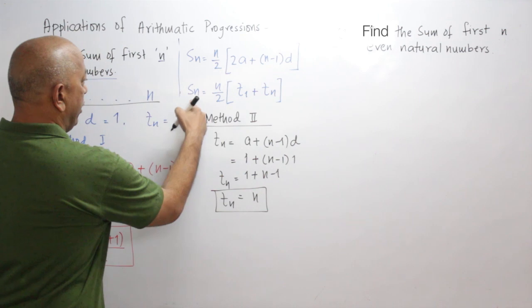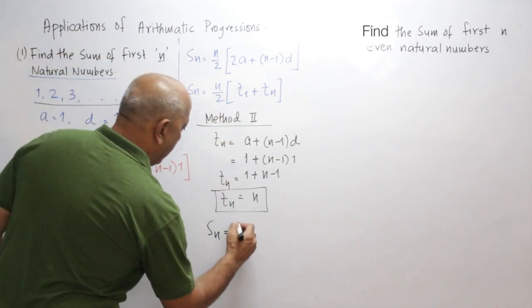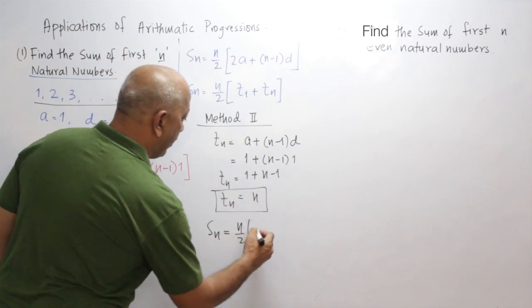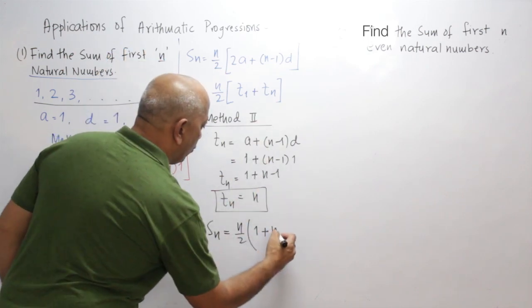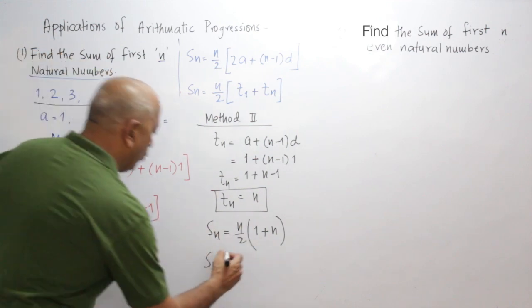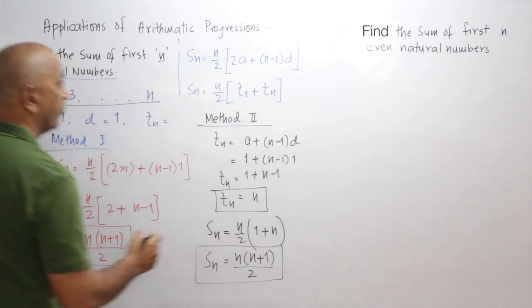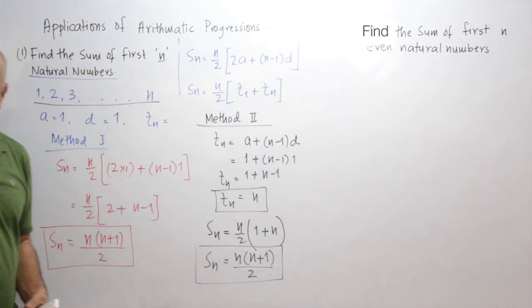n. So I can use the second formula. Sn is equal to n by 2 into bracket T1 plus Tn. T1 is equal to 1 and Tn is equal to n. So I'll get Sn is equal to the same value. So this is how we can solve by both the methods.